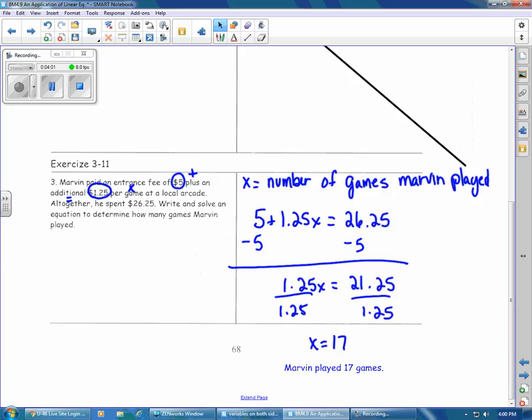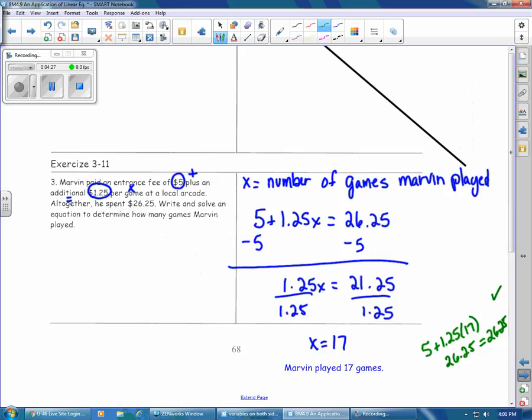So I should, in my calculator, if nothing else, I'm going to type in 5 plus 1.25 times 17 and then hit enter. You should get 26.25, and that does equal 26.25. There's no reason to get a wrong answer because you can always check your work.